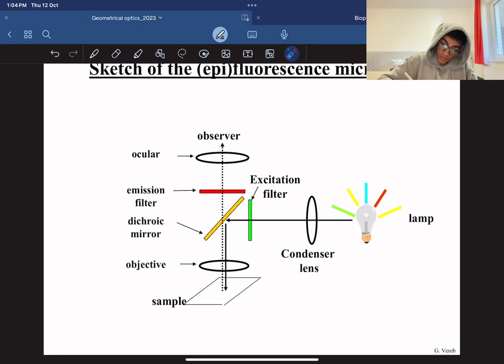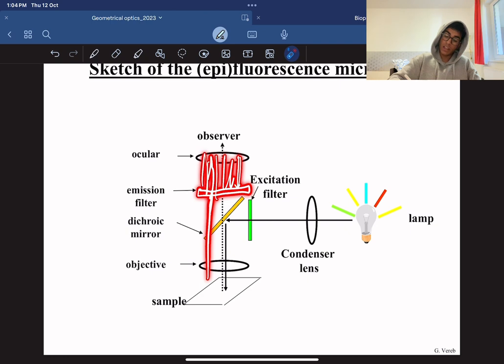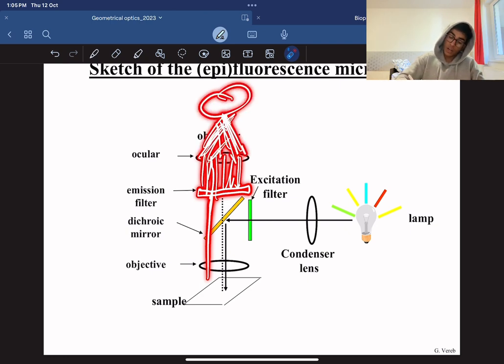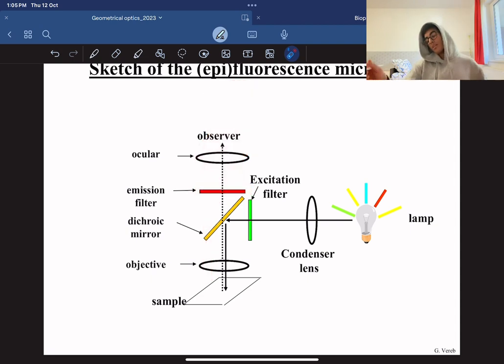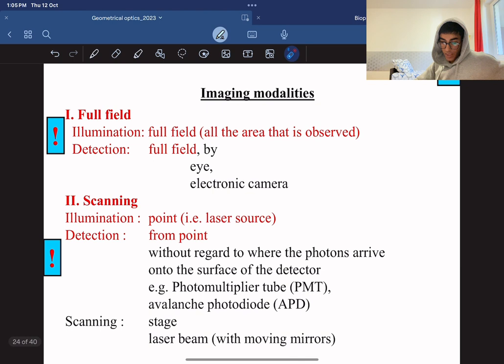Then there is the emission filter, making sure that sometimes the excitation wavelengths can pass through. So for that last step, it has another emission filter, which only lets the emission wavelength pass through. And then you have us, the observer. So all of these rays will come like that, and then it focuses onto our eye, and you're just looking at it with your googly eyes. Boom, that's how a fluorescence microscope works.